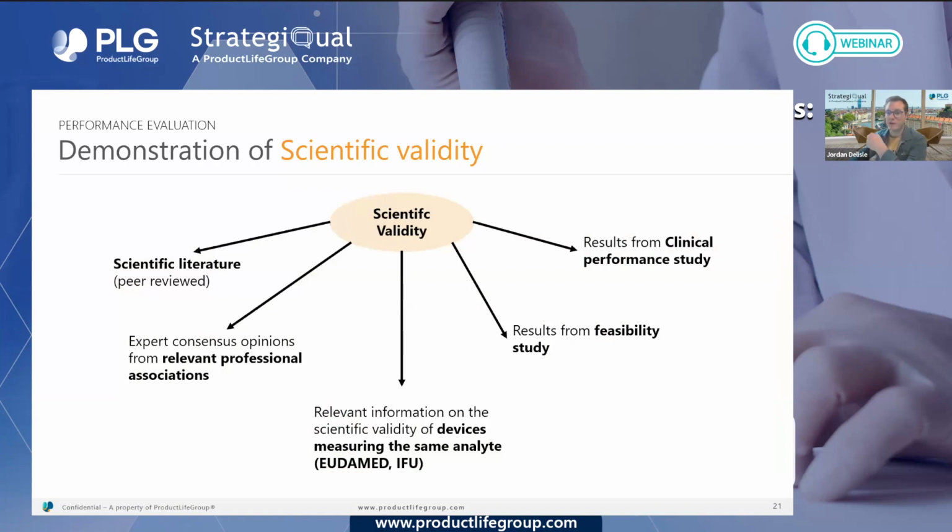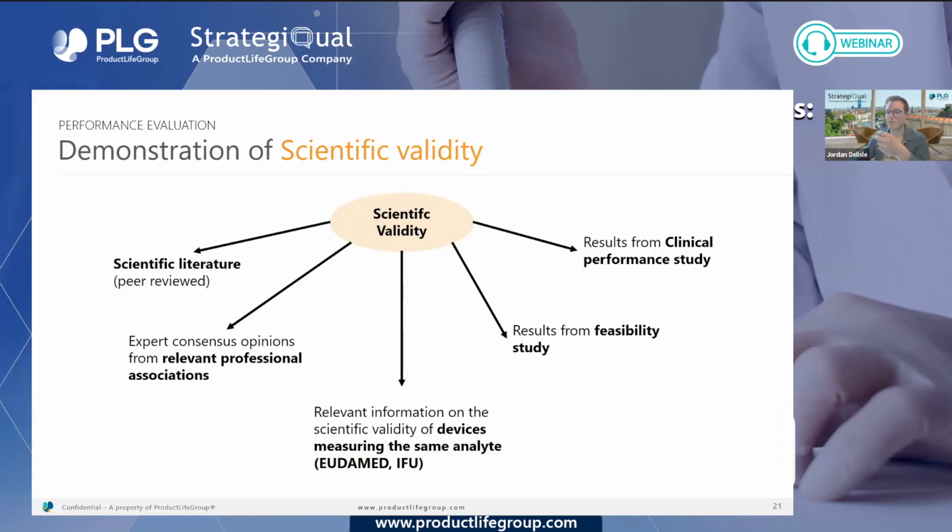The regulation specifies the sources to be used alone or in combination to demonstrate scientific validity. This will depend, of course, on the data available. The association of an analyte with a clinical condition or physiological state is often documented by academic research data or studies evaluating the potential of said analyte for a specific clinical application.